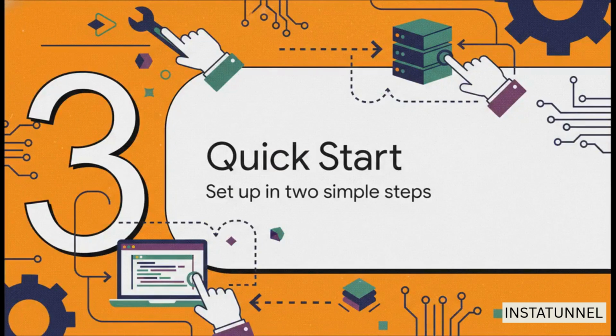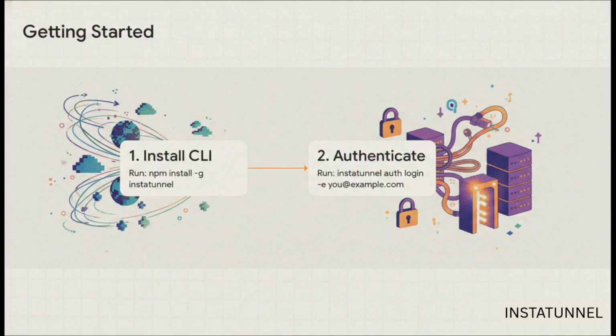Okay, enough talk. Let's actually get our hands dirty. Getting started is, you'll be happy to hear, incredibly simple. It really just boils down to two steps. First, you'll install the InstaTunnel command line tool, the CLI, using npm, and second, you'll just log in to authenticate your account. That's what links the CLI to your pro or business plan and unlocks all the cool MCP features.